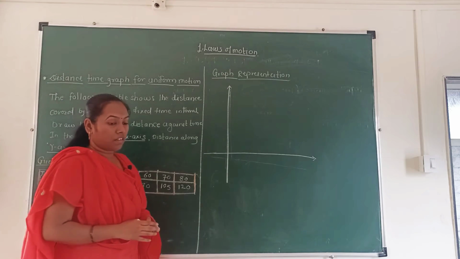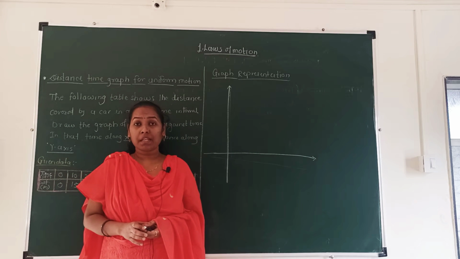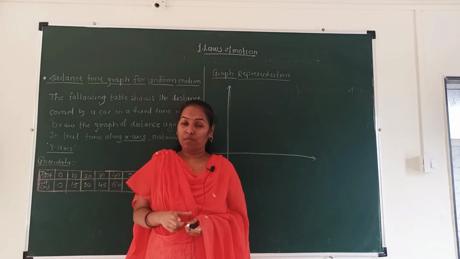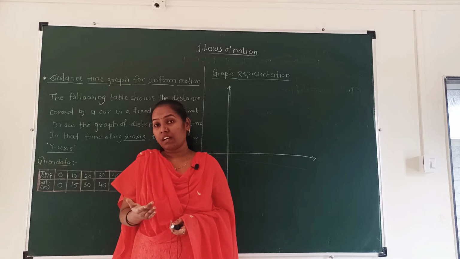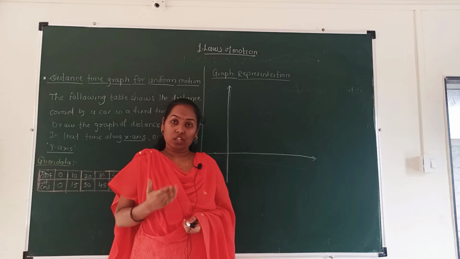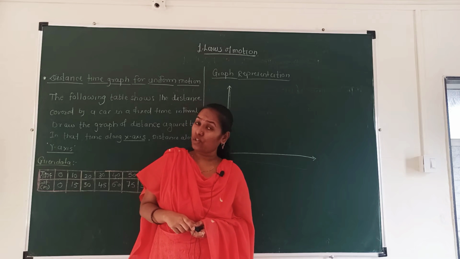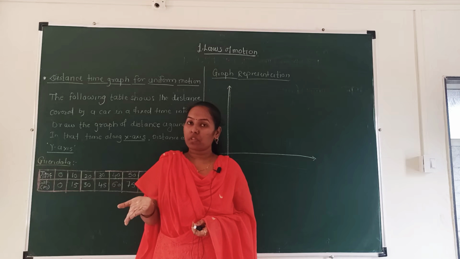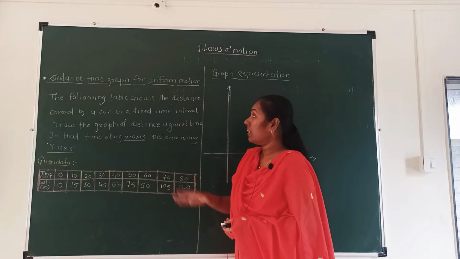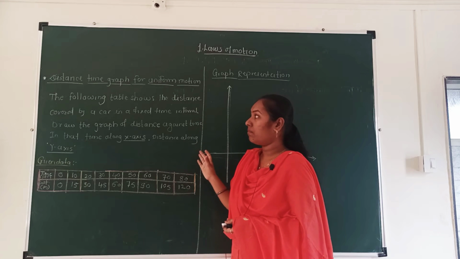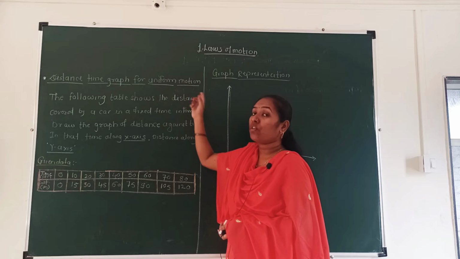Here the key word is uniform motion, and all of you know what is meant by uniform motion. If an object covers equal distance in equal time intervals, then the object is said to be in uniform motion. Opposite to uniform motion is non-uniform motion. In this video we are going to learn how to draw a distance time graph for uniform motion. Very important word, uniform motion.